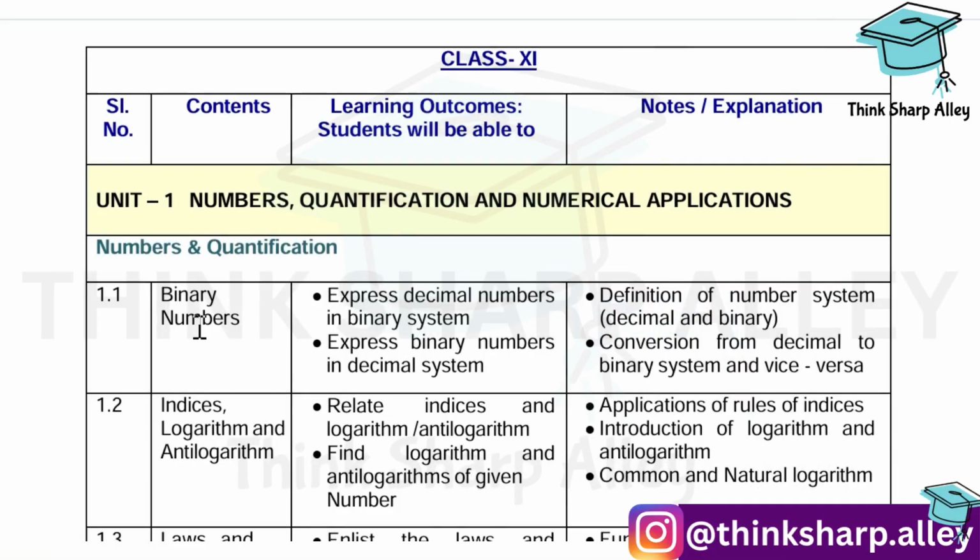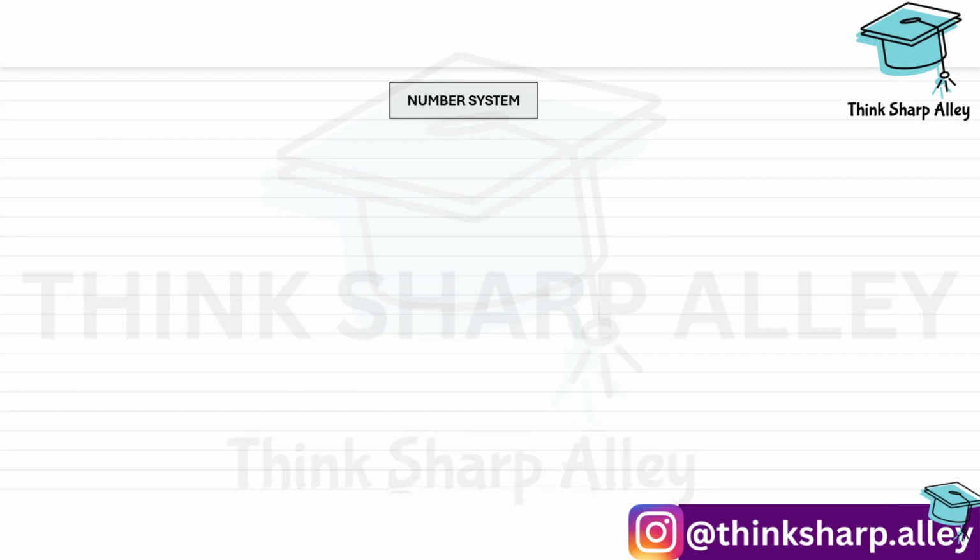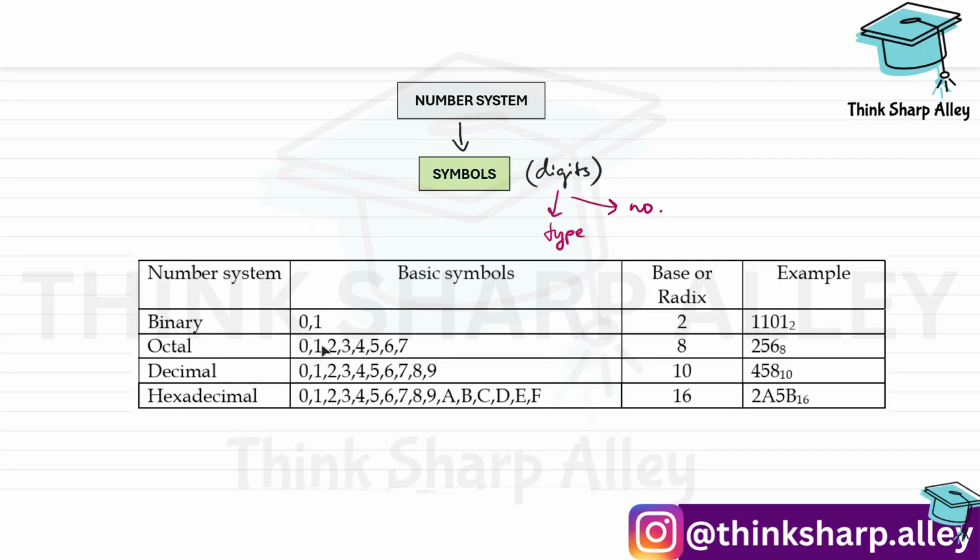Hey everyone, today we are starting with Chapter 1, Binary Numbers of Unit 1. But before entering binary numbers, let's take one small step back and talk about something you already know, the number system. Number system is made up of symbols, which we call digits. Now, depending on how many symbols or digits are used, number systems are classified into different types, and the four commonly used number systems are binary, octal, decimal, and hexadecimal.